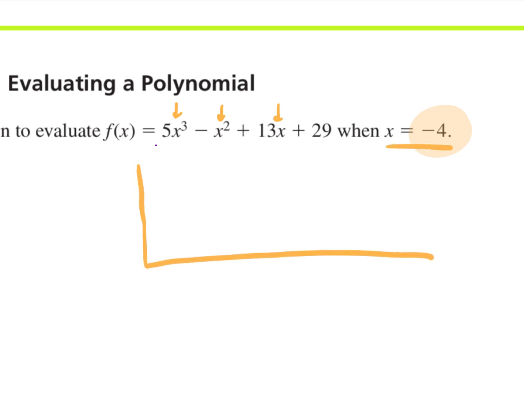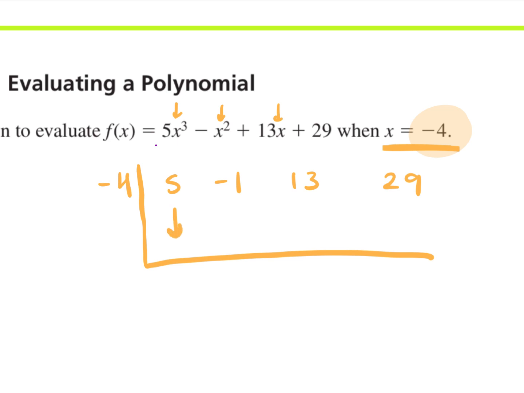Here, when it says x is equal to, you don't change the sign. It's going to tell you exactly what to put on the outside. We're going to put negative 4. So don't change the sign when it says x is equal to. What's going to go inside the box? 5, negative 1, 13, and 29. Perfect. 5, negative 1, 13, 29.